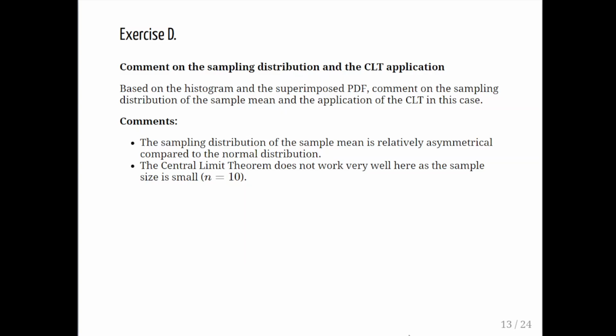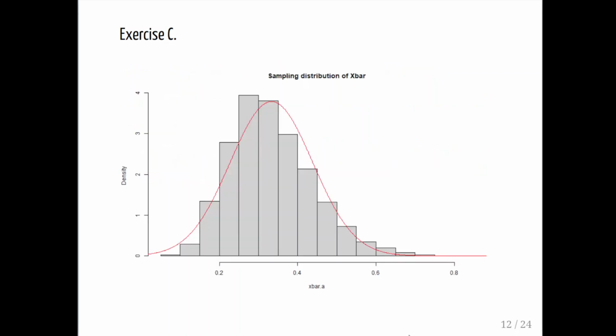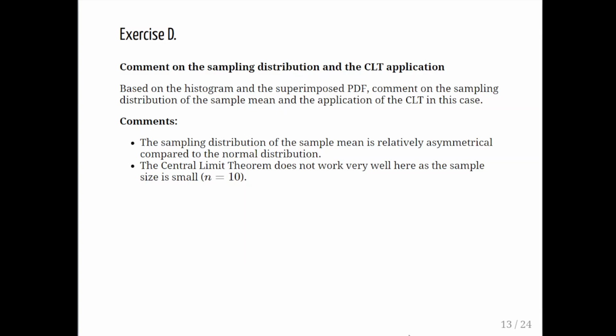Based on the histogram and the superimposed probability density function, comment on the sampling distribution of the sample mean and the application of the central limit theorem in this case. The sampling distribution of the sample mean is relatively asymmetrical compared to the normal distribution. That's to say that it just has a slight skew. Nothing major, but it is evident. The central limit theorem does not work well here as the sample size is very small. So maybe you can try it out for larger sample sizes and maybe it will match up a little bit better. Okay, you can have a go, n equals 30.